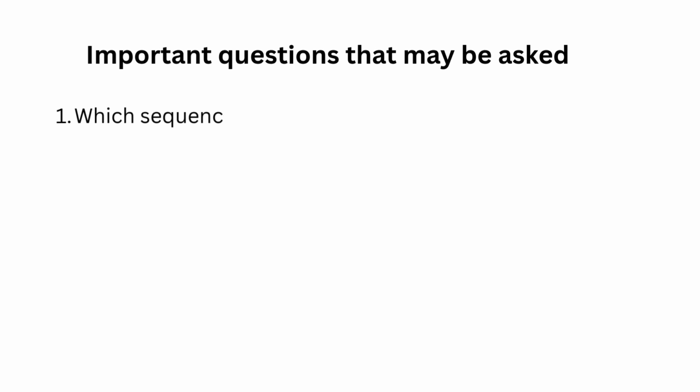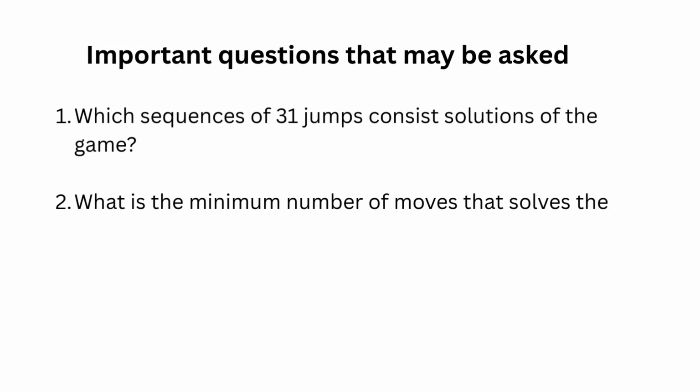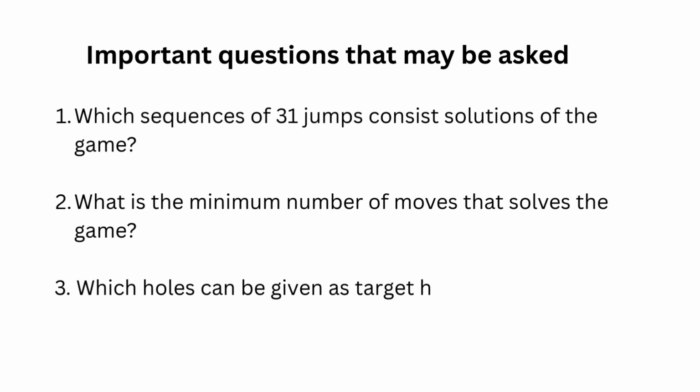Obviously, there are at least three important questions for the game. The first question is, which sequences of 31 jumps consist solutions of the game? Among all solutions, there will be one or more solutions which consist of the minimum number of moves. Hence, the second important question is, what is this minimum number of moves? And the third question is, can the final target hole be any hole of the board? The third question is the one I will answer in this video.